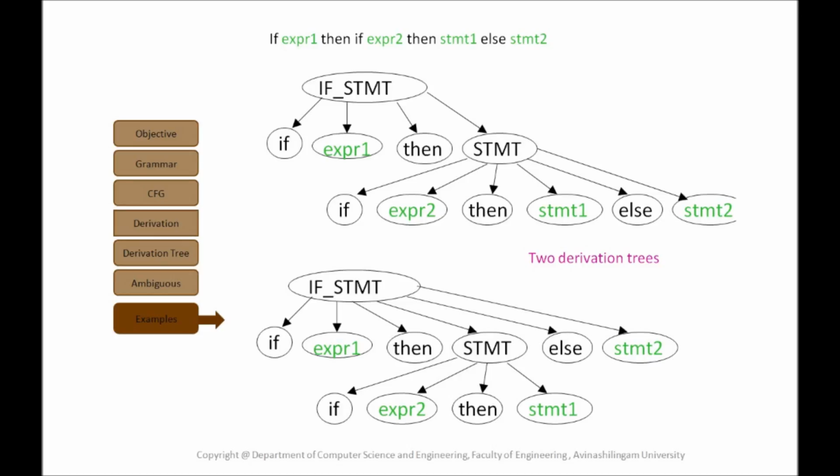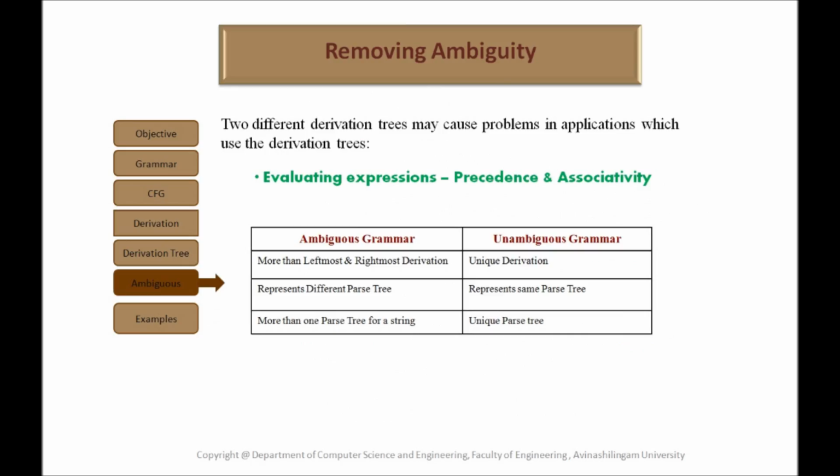This is the first one. And the next one: the if statement can be replaced by the second production, that is if expression then statement else statement 2, that is if then else. This statement can again be replaced by if expression then statement, that is by production 1. So we have two derivation trees for the same string. So this grammar is also called an ambiguous grammar. Now we will see how to remove this ambiguity.